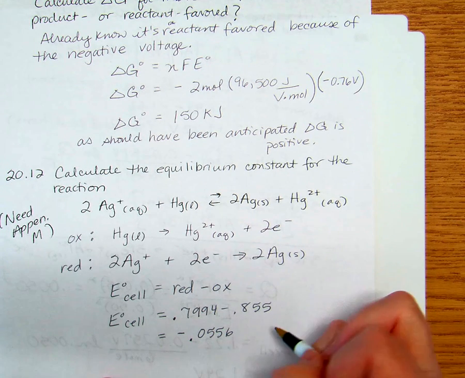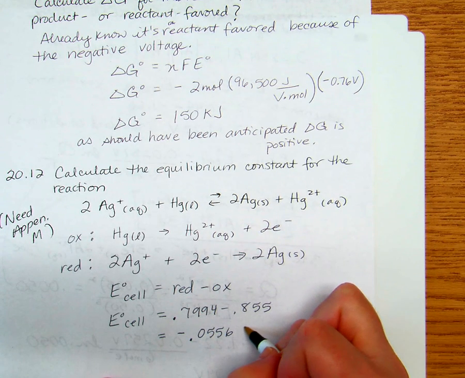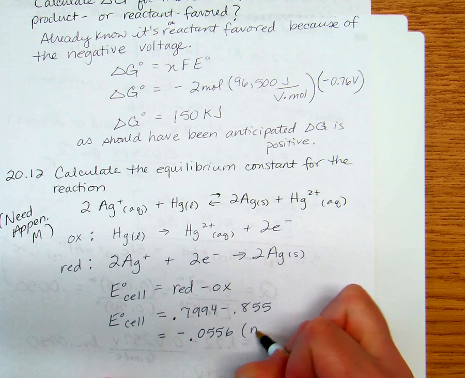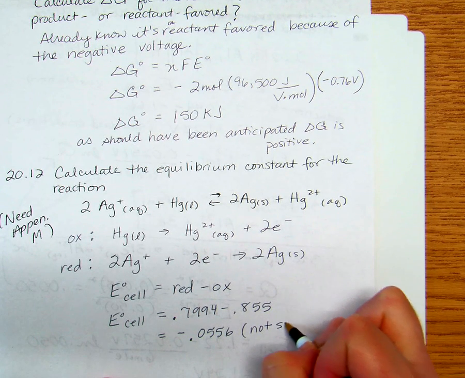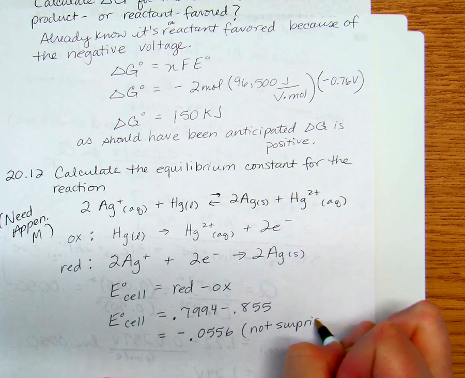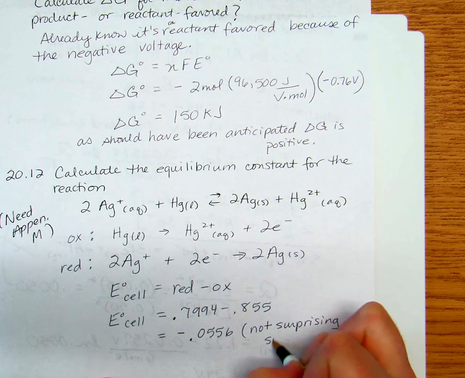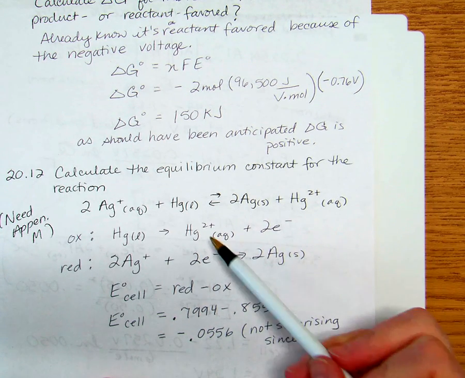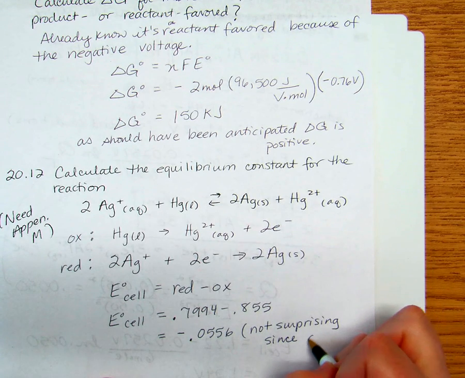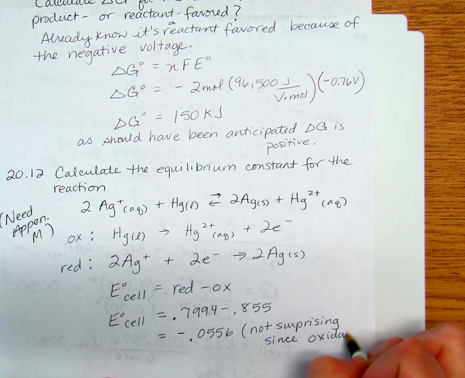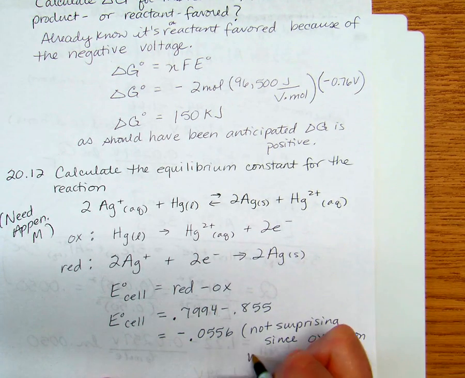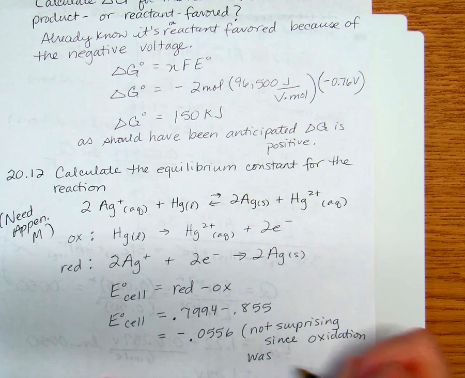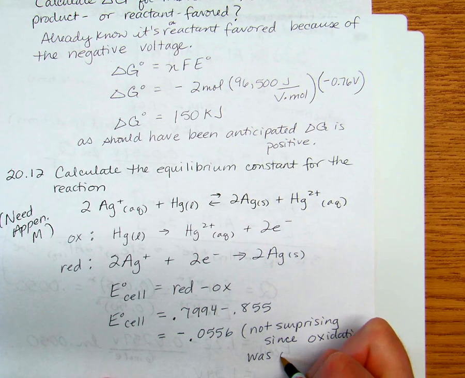and it's negative. That means it is not spontaneous. That means that you cannot use it as a battery. It's going to require that much electricity in order to make it happen. And that's not surprising because as it is written, the oxidation was on top of the reduction in Appendix M.